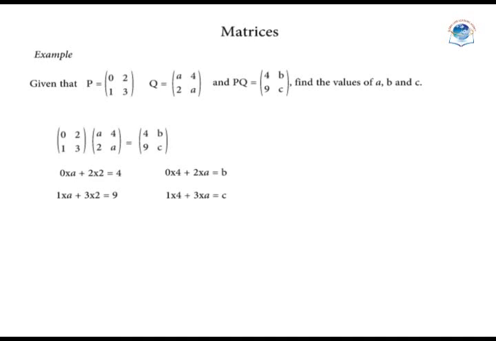The first one is direct, there is no unknown, because 0 times A is 0 and 2 times 2 is 4. For the other one, 1 times A is A plus 3 times 2 is 6 is equal to 9. So A plus 6 is 9, and therefore A is equal to 3.